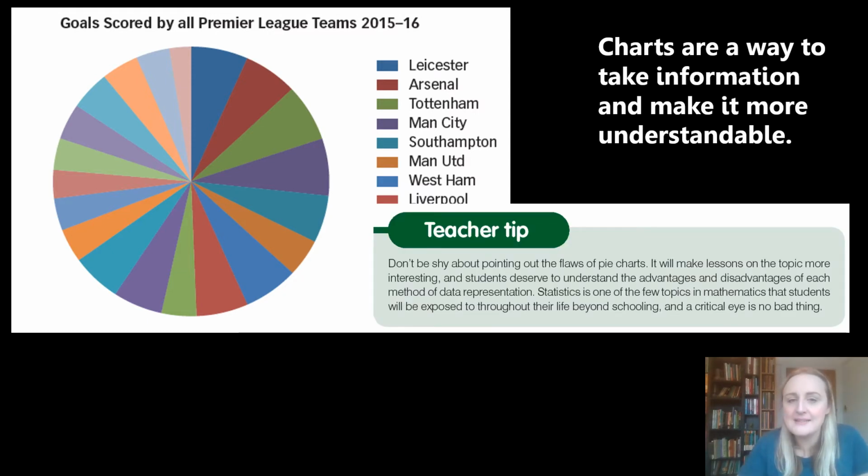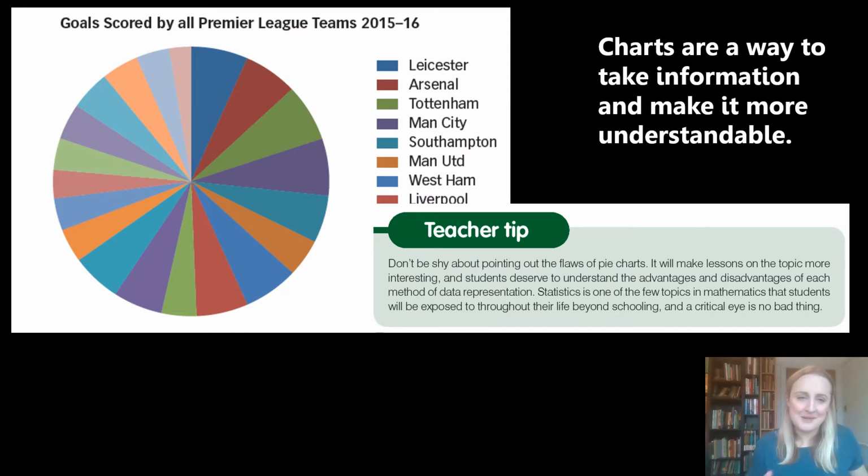In Ed's book, he says, don't be shy about pointing out the flaws of pie charts. It will make lessons on the topic more interesting, and students deserve to understand the advantages and disadvantages of each method of data representation. Statistics is one of the few topics in mathematics that students will be exposed to throughout their life beyond schooling, so a critical eye is no bad thing. Now, they're very wise words from Ed.